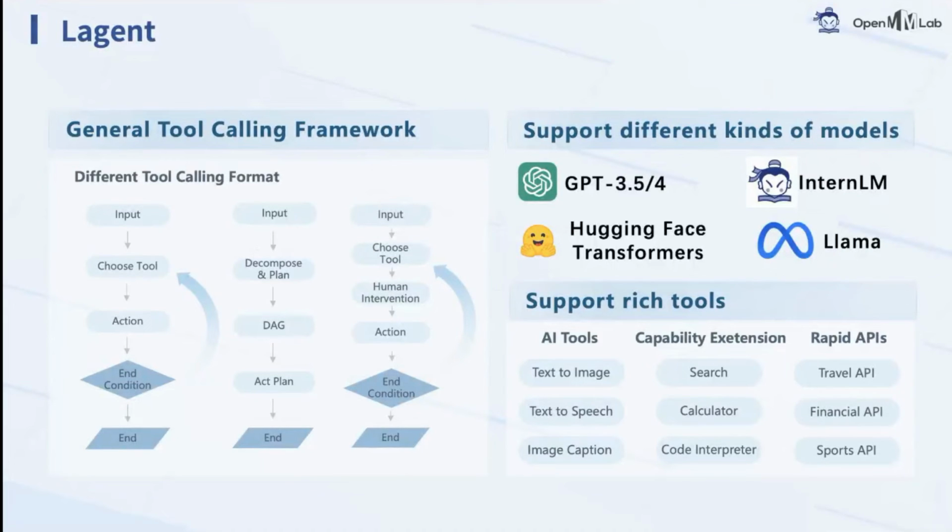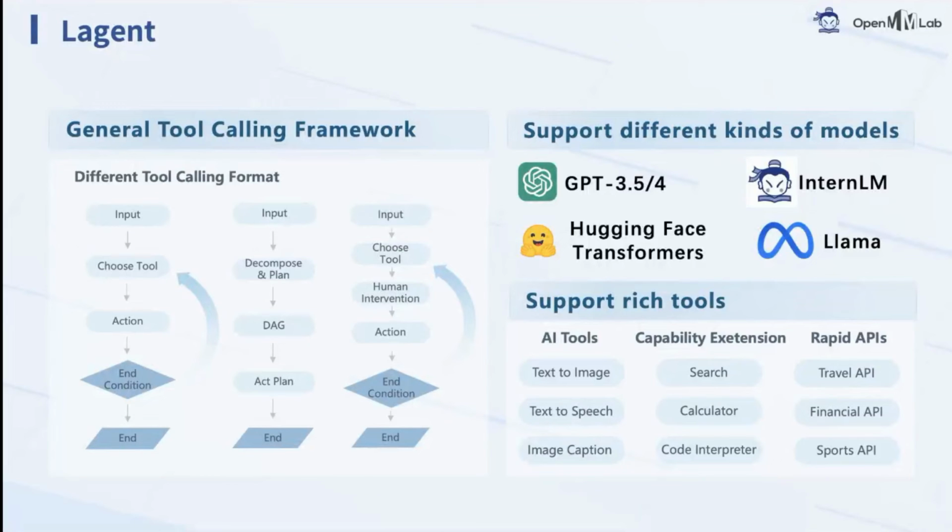Besides ReAct, we also have some frameworks like ReWOO, which includes decompose and planning, and does the action in a directed action graph. Also the famous AutoGPT includes human intervention in the execution loop. So Lagent also supports many different kinds of calling formats.